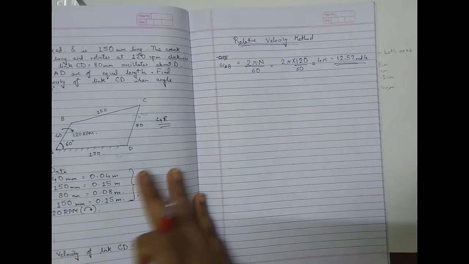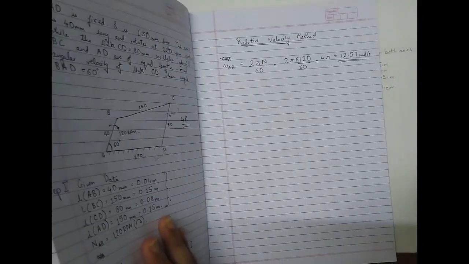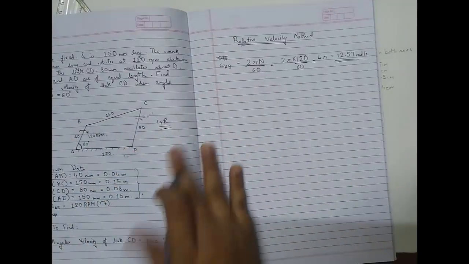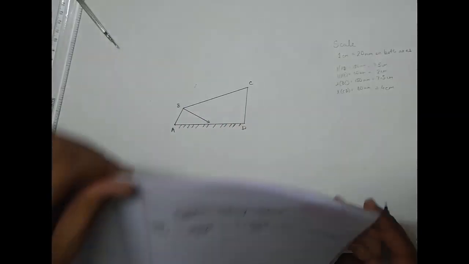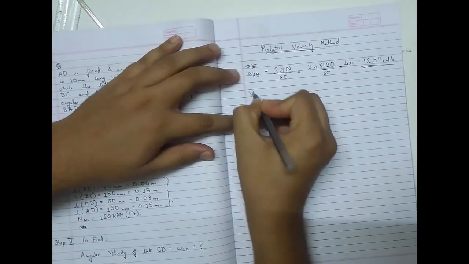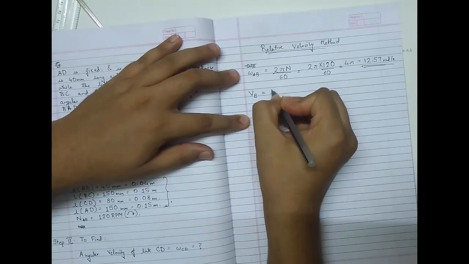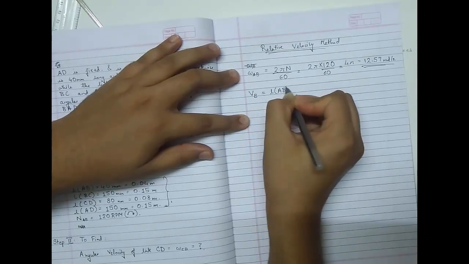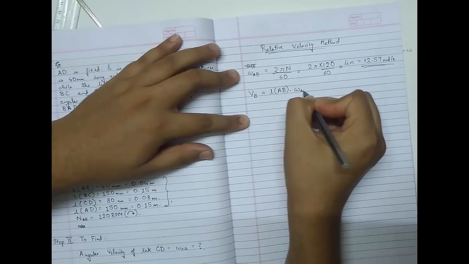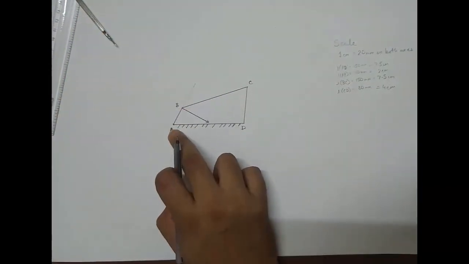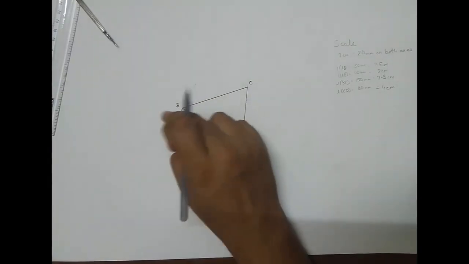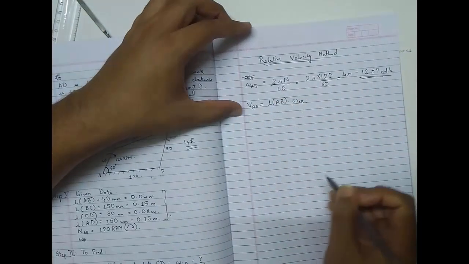And what is the magnitude? We haven't decided what the magnitude is. Because this is performing pure rotational motion, we can use the formula V is equal to R omega. VB is equal to length of link AB into angular velocity of link AB. Right? Velocity of B with respect to A is what? Length AB into angular velocity of AB.